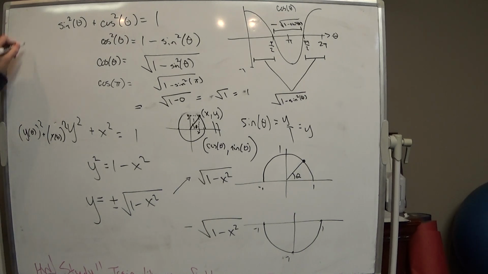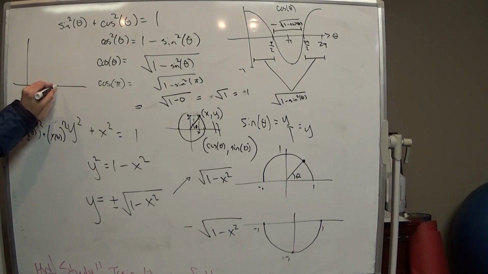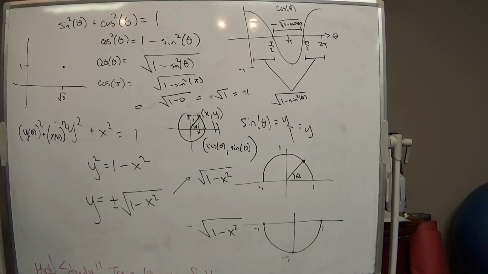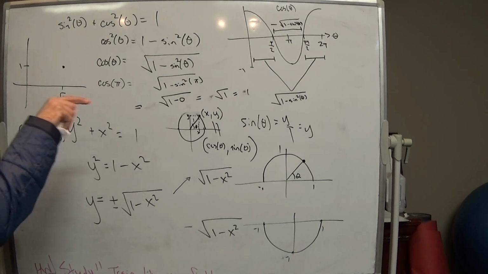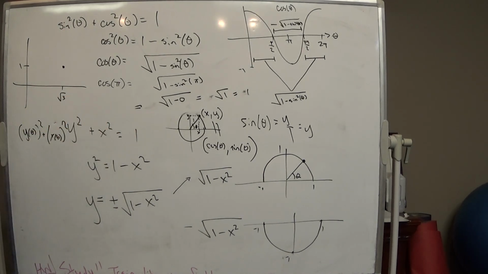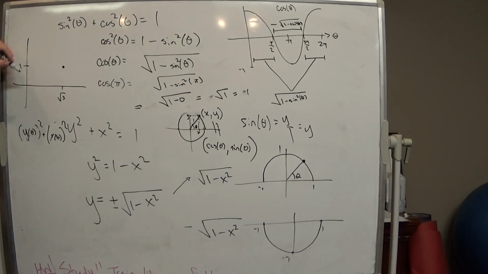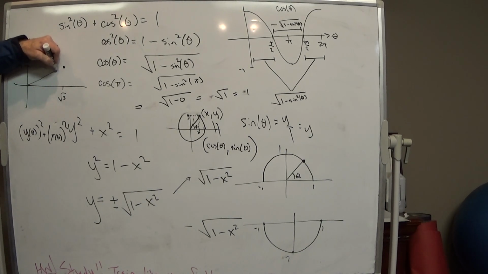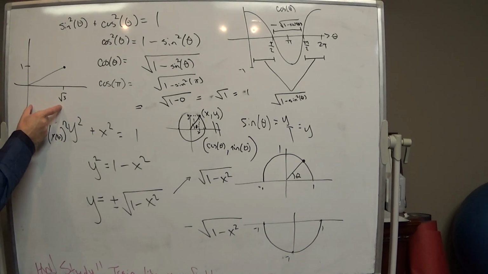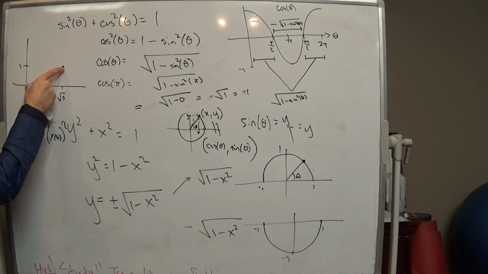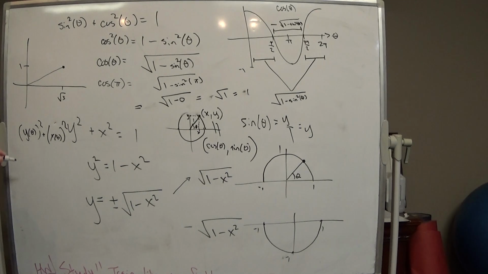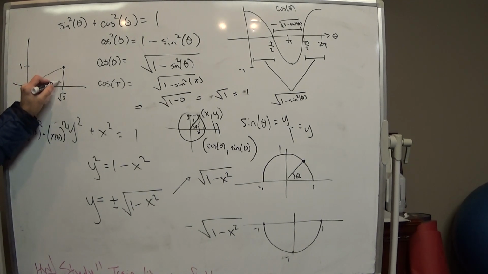Like, I could tell you to go to the point root 3, comma 1. I could tell you to do that. I could say, go drive root 3 miles east and 1 mile north, and you'll get to my house. Or I could tell you, well, I know what this is, right? If that's root 3 and that's 1, what does that length have to be? Root 3 squared plus 1. This is a triangle you should know by heart by this point.